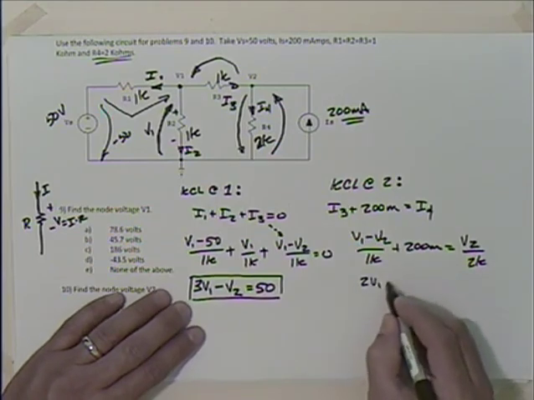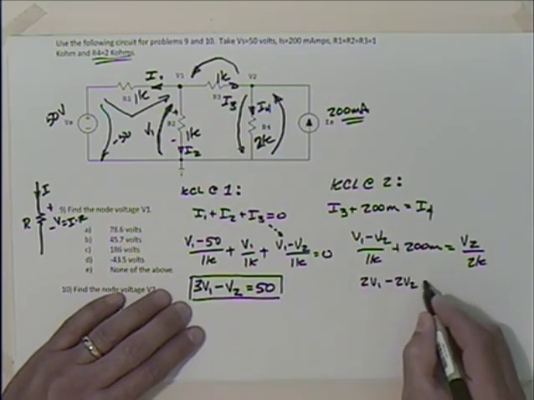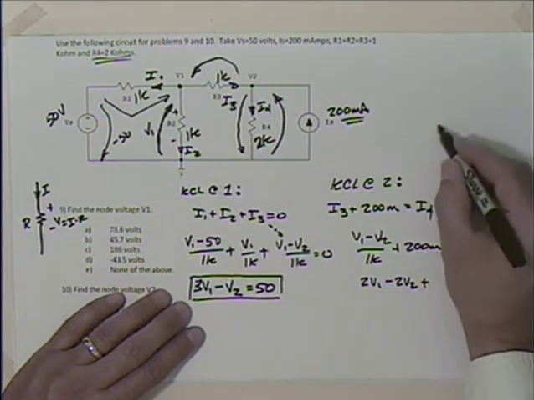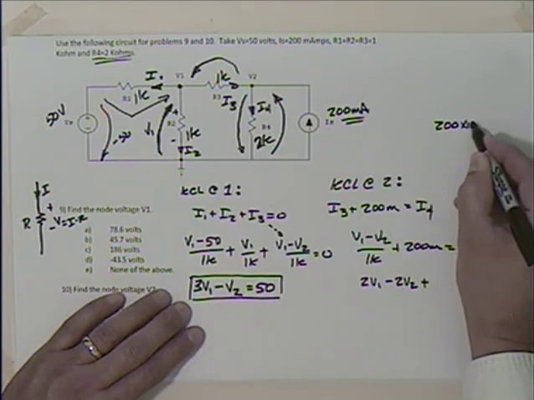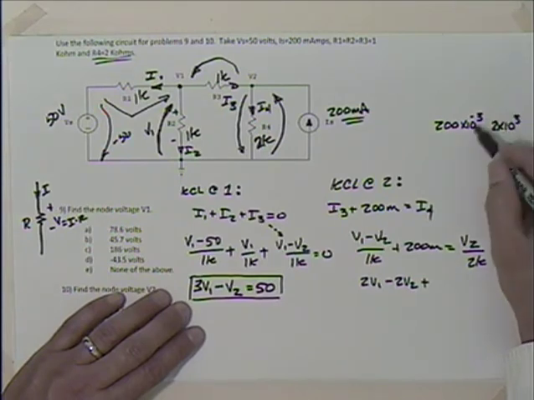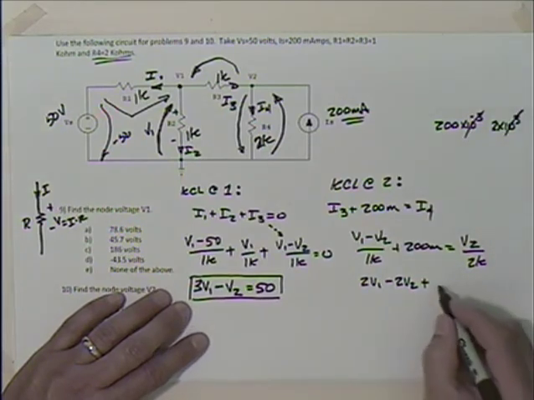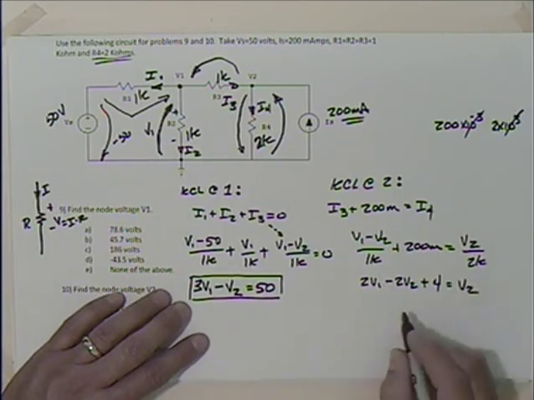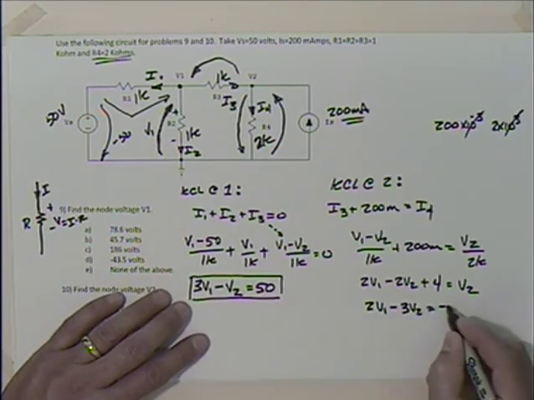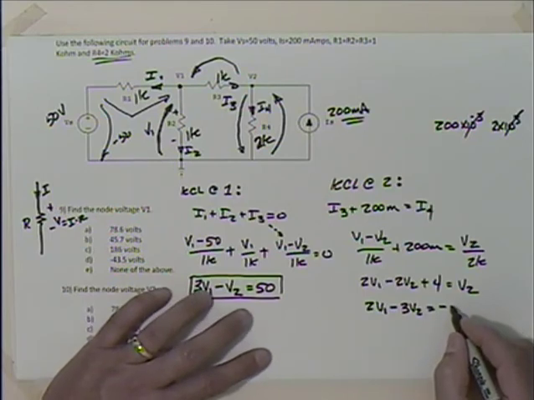So I get 2V1 minus 2V2 plus, if I multiply 200 times 10 to the minus 3 times 2K, 2 times 10 to the 3, I get to cancel those, and I end up with 4, don't I? So 4 is equal to V2. So I have 2V1 minus 3V2 is equal to minus 4, right?